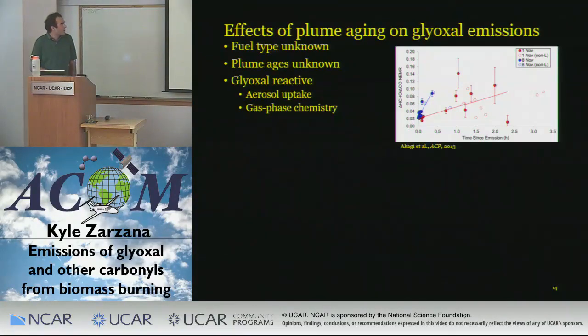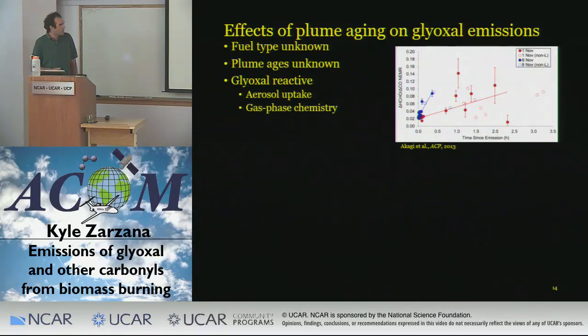There are some caveats to this. We didn't know the fuel type for any of these fires except for the one that was sugarcane. And we also didn't know the plume ages. On a lot of these flights, we didn't see where the fire was. We just saw evidence that we went through a biomass burning plume. Glyoxal is pretty reactive, can do aerosol uptake, and there's also gas phase chemistry that happens in these fire plumes.